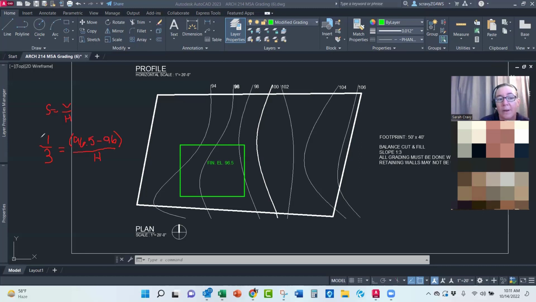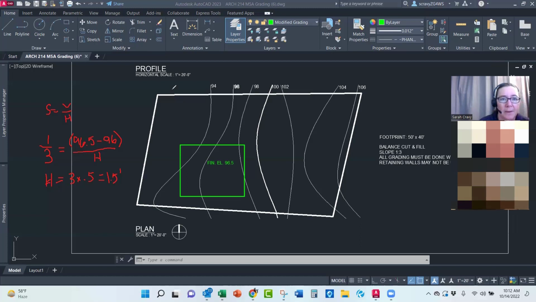Once you have this formula, you can cross multiply. You multiply both sides by H and multiply both sides by 3, and you end up with H equals 3 times 0.5, which we all know is 1.5 feet. Okay, that makes sense.